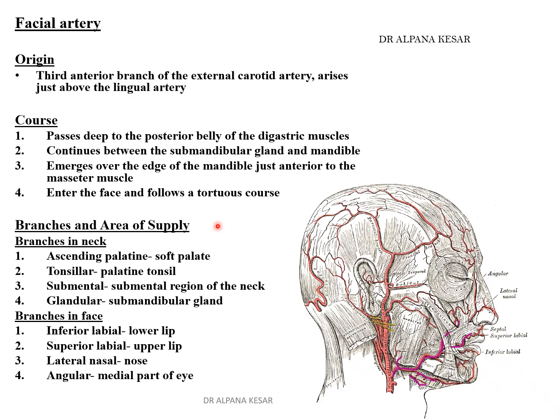The branches that the facial artery gives are divided into two: the branches that it gives in the neck and the branches that it gives in the face. The branches that it gives in the neck include the ascending palatine artery, which supplies the soft palate; the tonsillar artery, which supplies the palatine tonsil; the submental artery, which supplies the submental region of the neck; and the glandular artery, which supplies the submandibular salivary gland.